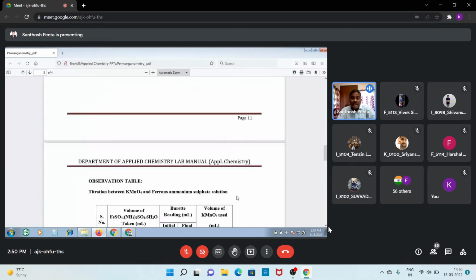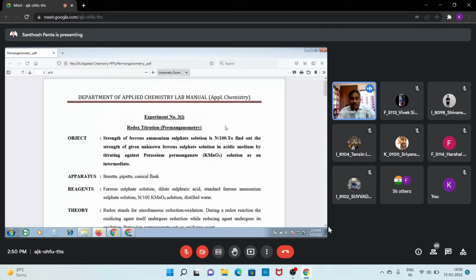So what is our main aim? Our aim is we have to find out the strength of unknown ferrous sulfate solution. Here we are calculating the strength. How are we calculating the strength? First, initially we calculate the normality of ferrous sulfate solution. Then after that, we calculate the strength by multiplying with the equivalent weight of ferrous sulfate.